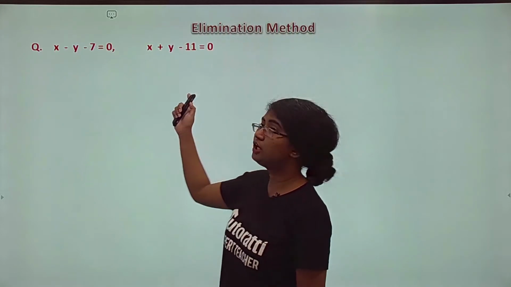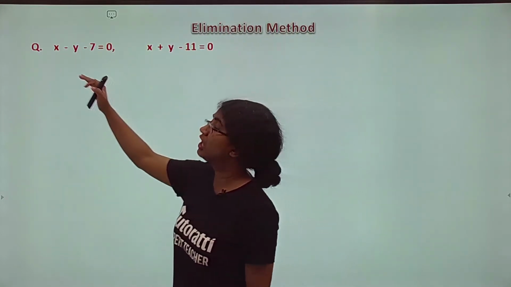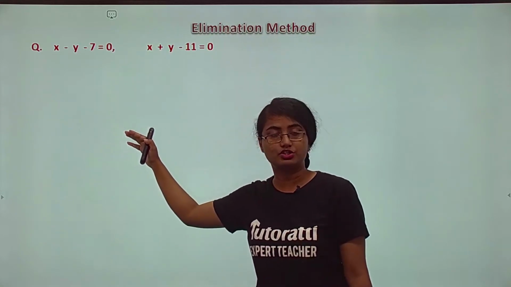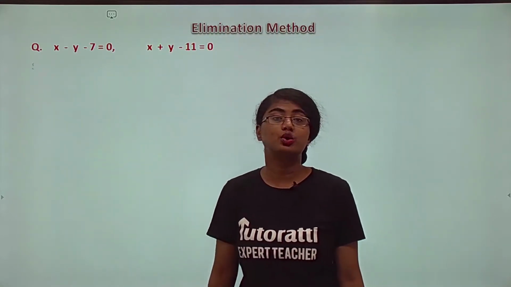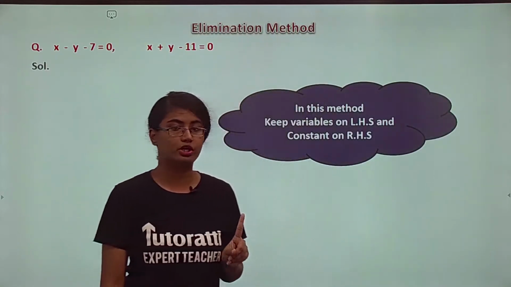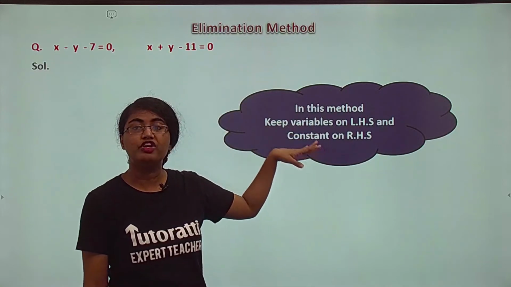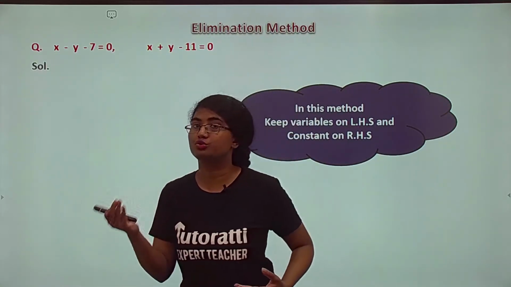Okay, so these are the pair of equations that we have been given. What is it? x minus y minus 7 equals 0 and x plus y minus 11 equals 0. So, before proceeding to the solution, there is one thing that we need to know: in this method, we keep the variables on the left hand side and we keep the constants on the right hand side.